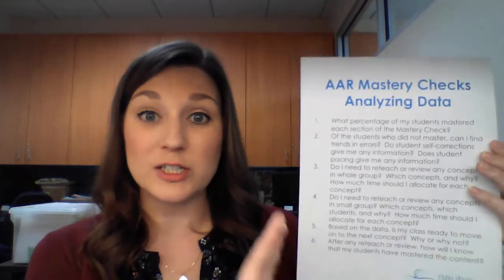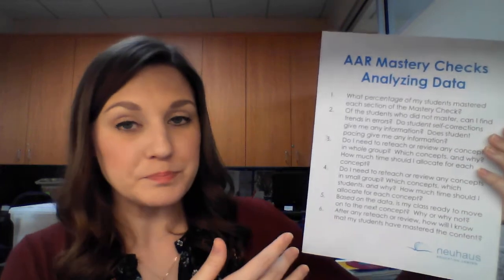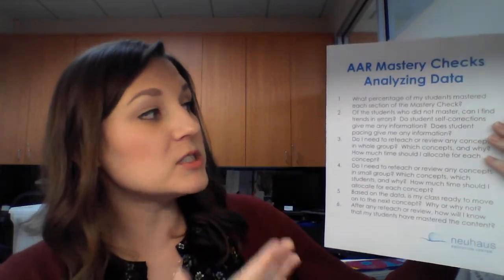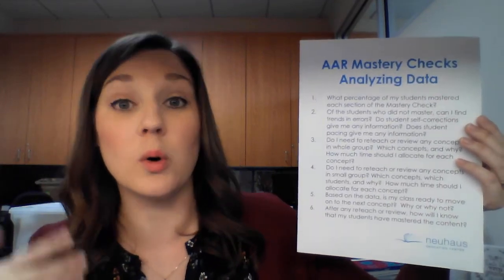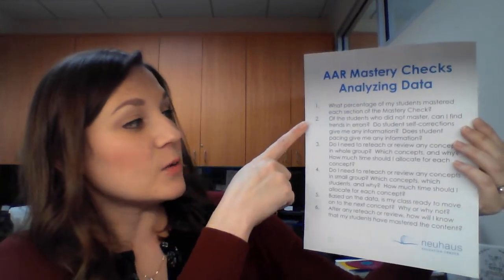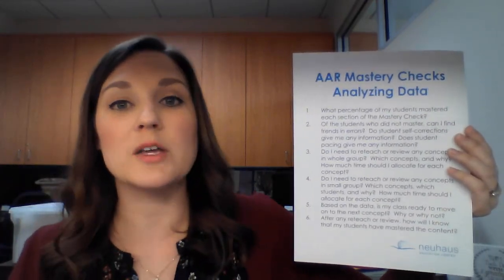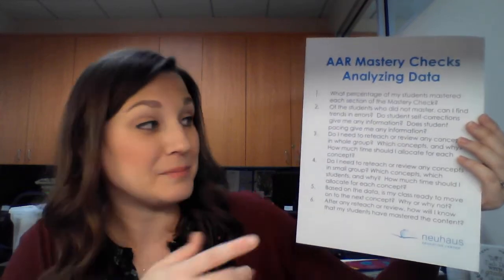To help facilitate this, I've come up with a list of guiding questions that might get you started in analyzing your mastery check data. The first question is, what percentage of my students have mastered each section of the mastery check? In general, we say when 80% of your whole group, your whole class, has mastered, it's time to move on as a whole group. The second question is, of the students who did not master, can I find trends and errors? Trends and errors will help give you information on what you might need to go back and cover again.